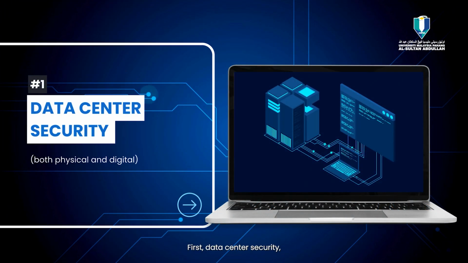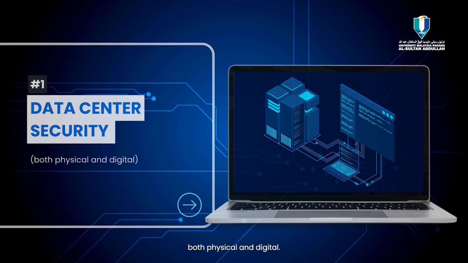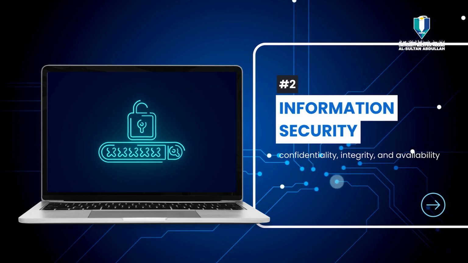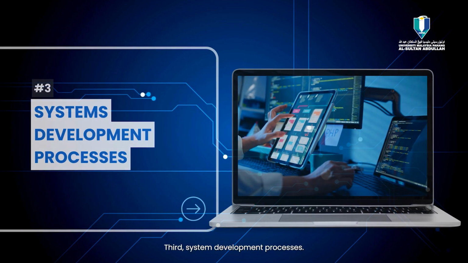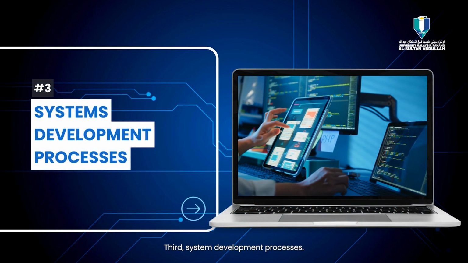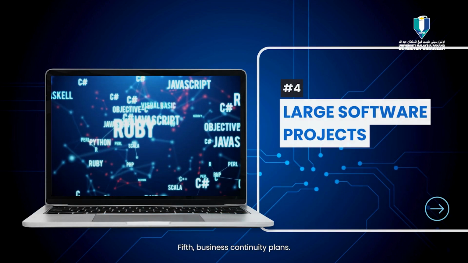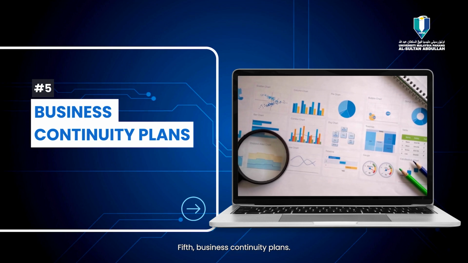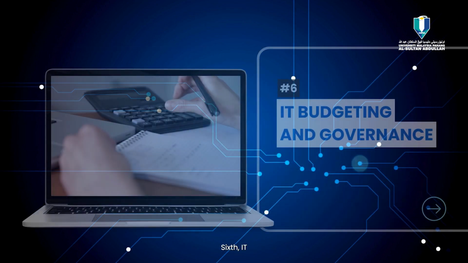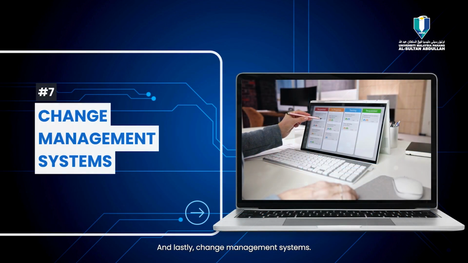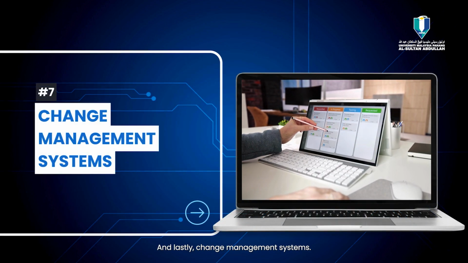First, data center security, both physical and digital. Second, information security, confidentiality, integrity, and availability. Third, system development processes. Fourth, large software projects. Fifth, business continuity plans. Sixth, IT budgeting and governance. And lastly, change management systems.